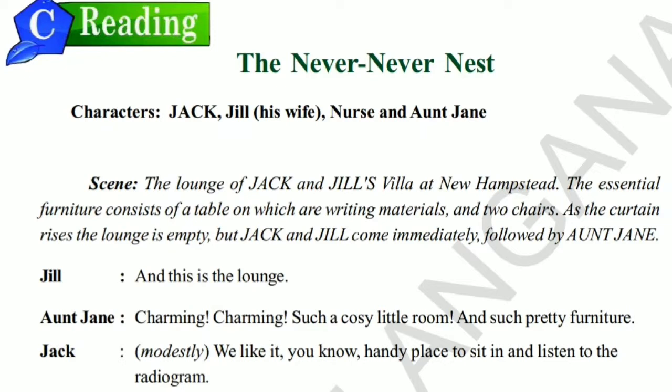The Never Nest. So let me begin with the characters here. Jack and Jill, husband and wife, Nurse and Aunt Jane are the four characters we will get in this play. So the first scene, where the situation is: the lawns of the house, meaning the house of Jack and Jill's villa at New Hampshire. The essential furniture consists of a table on which are writing materials and two chairs. As the curtain rises, the lounge is empty, but Jack and Jill come immediately, followed by Aunt Jane.